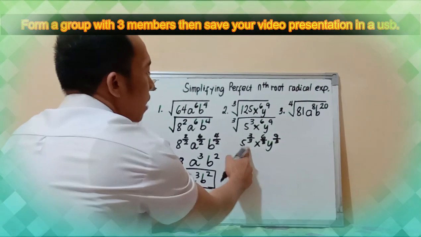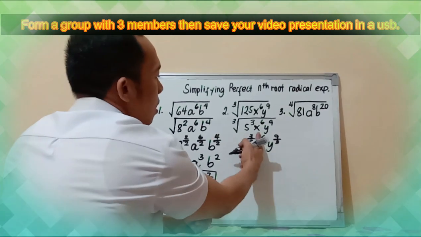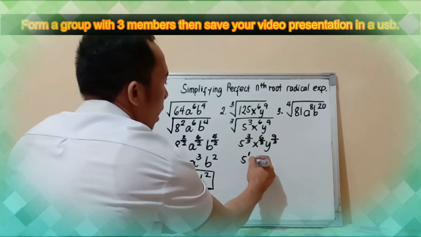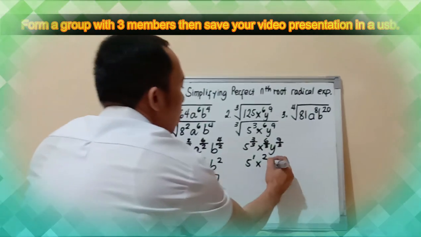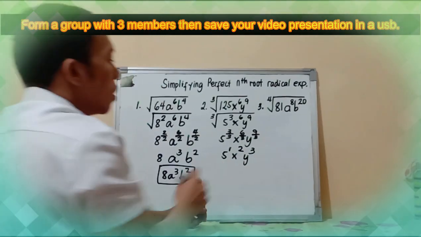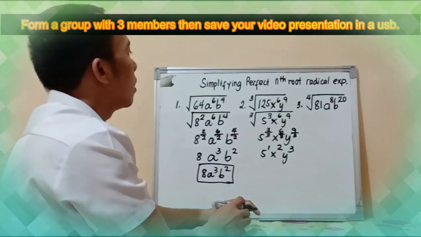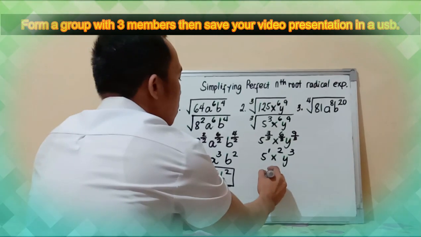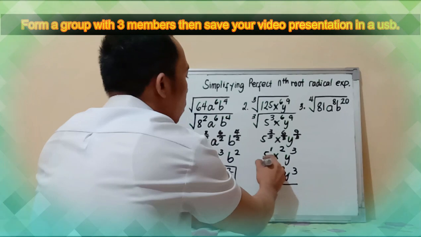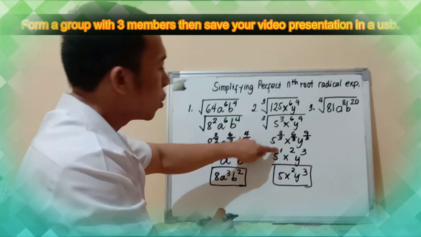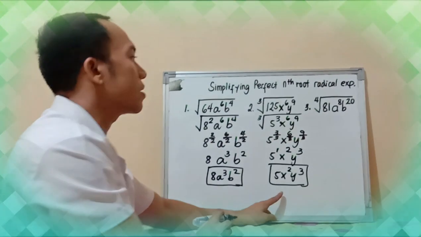So 3 divided by 3 becomes 1. So this is 5 raised to 1. 6 divided by 3, 2. So x raised to 2. And 9 divided by 3 is 3. So y cubed. So the final answer for this radical expression is 5x squared y cubed. So we don't need to put the exponent of 1. So this will be your final answer.